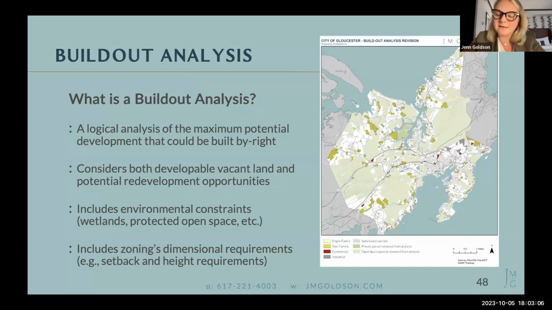And so that may indicate that this could be ripe for redevelopment. Doesn't mean it's going to happen, but we try to put our developer thinking hat on, and ask where the market would drive redevelopment opportunities. And then we look at environmental constraints, as well as regulatory constraints, including your dimensional regulations. So we include in the analysis your setback requirements, your height requirements, and all sorts of other pieces, like your parking requirements.